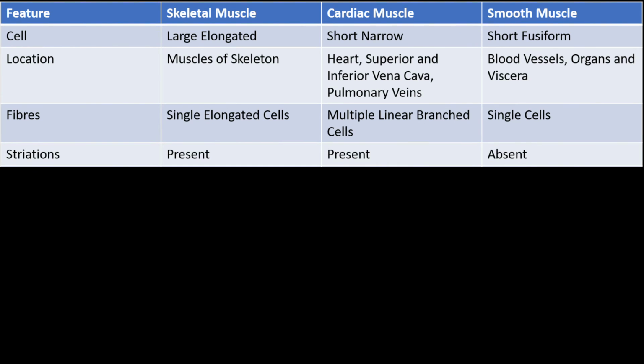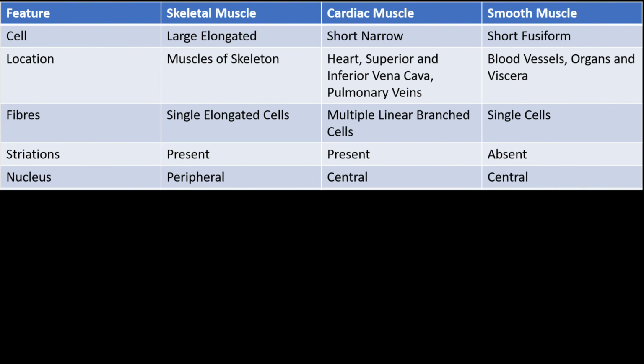If we observe the striations, in skeletal muscles, striations are present. In cardiac muscles, striations are present, but in smooth muscles, striations are absent. The nucleus in the skeletal muscles remains peripherally. In the cardiac muscles, the nucleus remains centrally, and in the smooth muscles also, the nucleus remains in a central position.